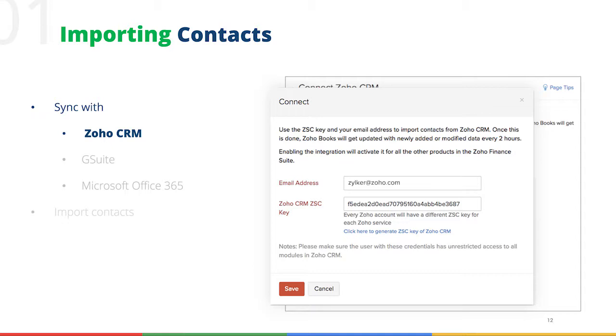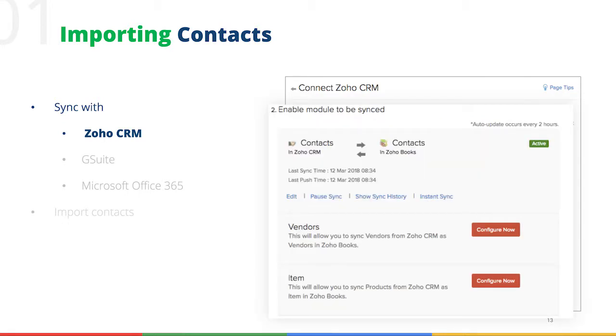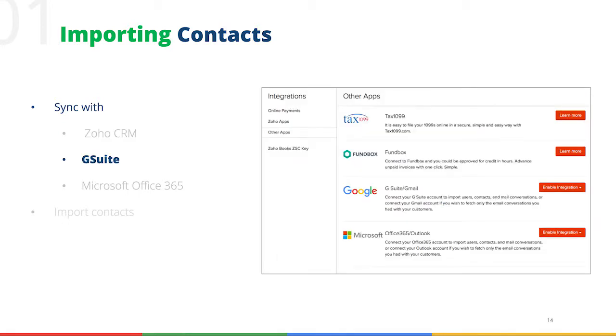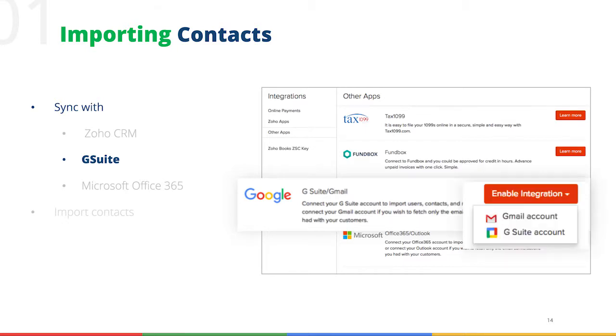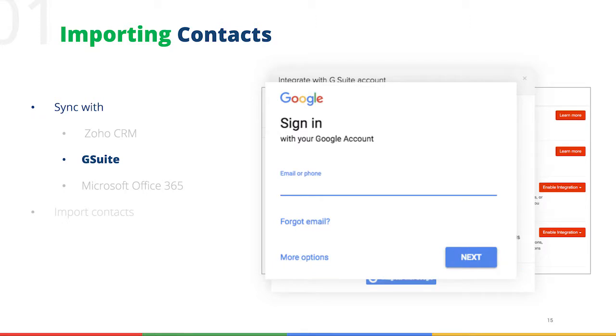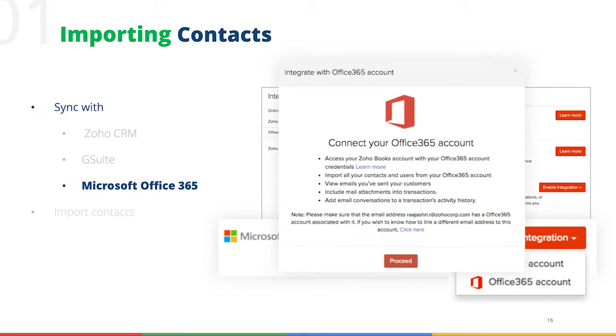Once that is done, you can select the module to be imported into Zoho Books. I require only the customer module, hence I have selected contacts to be synced. Some of you might have your contacts stored in GSuite or Office 365. These are softwares which you could use to store your contacts. So, in order to import your contacts from GSuite, all you have to do is enable integration and verify your credentials. Likewise, to integrate with your Office 365 account, you will have to enable integration and verify your credentials.